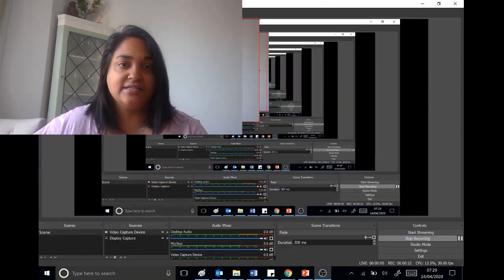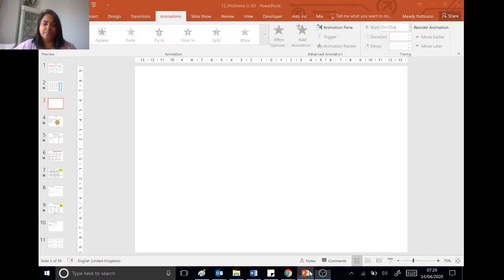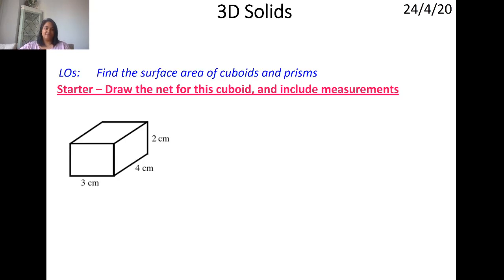Okay, for today's lesson you're going to need a pencil, a ruler, also a rubber in case you make any mistakes. Alright, so here's our title, same title as yesterday, 3D solids, date the 24th of April.